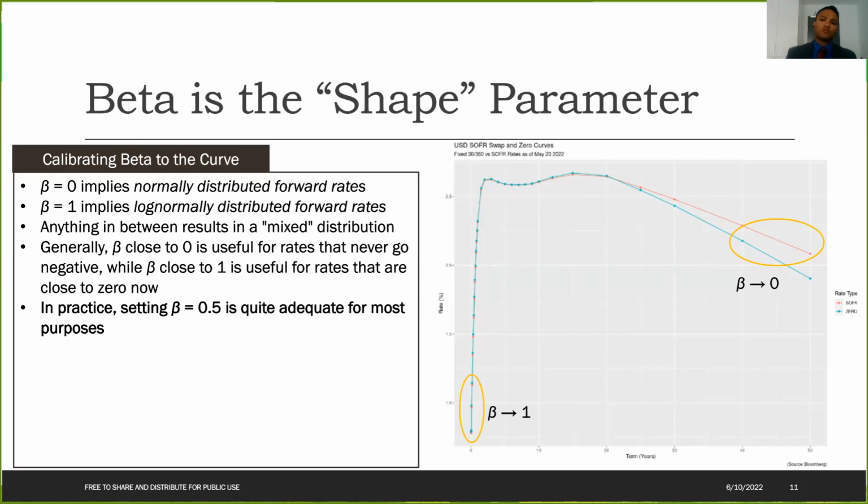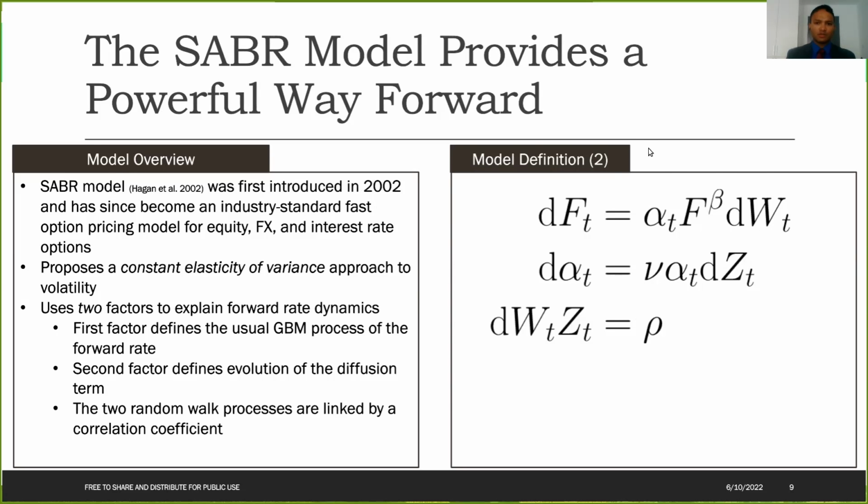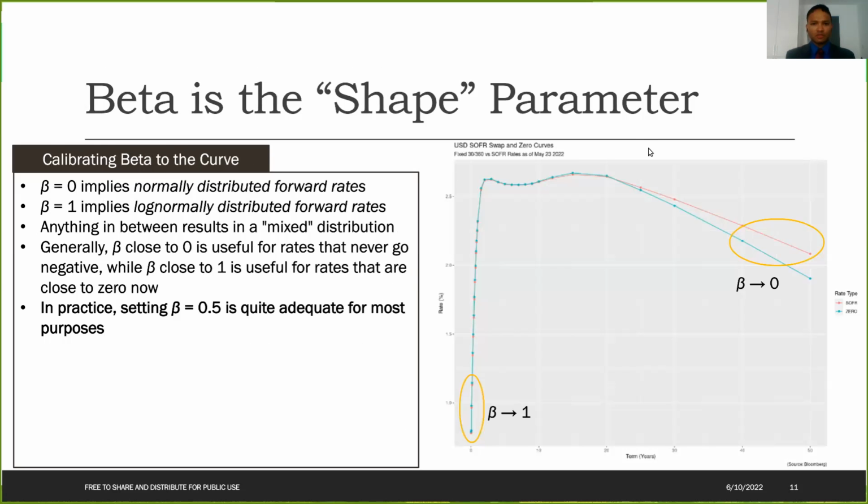So the first step to calibrating this model is to figure out what your beta parameter is. And that's actually the easiest step out of the bunch. There are two ways that you get a closed form solution for this set of equations. One is if beta equals 0, and the other is if beta equals 1. If beta equals 0, then you just have essentially a purely diffusion-based process where you bounce along on a random walk. And then if you have a beta equal to 1, then you have a log normally distributed forward rate process.